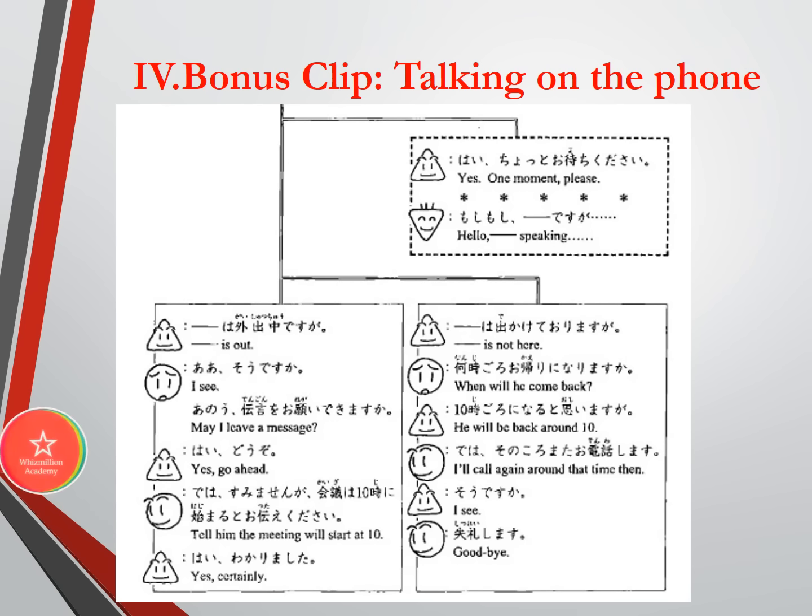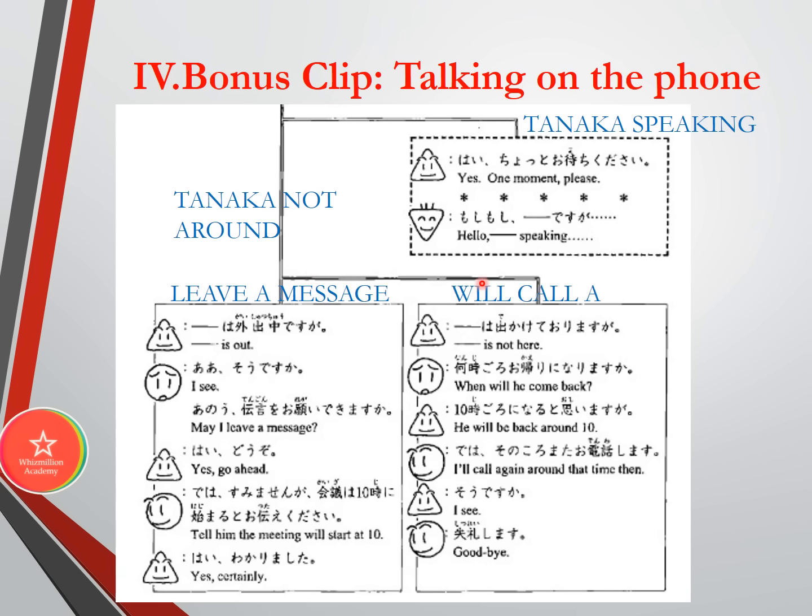In this second part of the conversation, there are several possibilities. Tanaka-san is actually around to answer the phone, so Tanaka-san is around and Tanaka-san will speak up. Another alternative is Tanaka-san is not around and Karina-san may want to leave a message, or Karina-san may try to call in again later on.